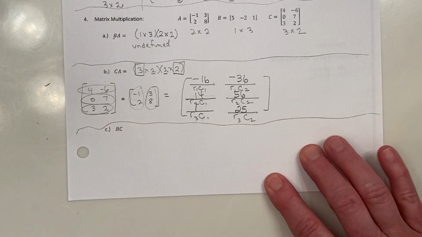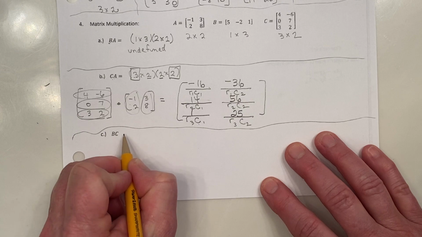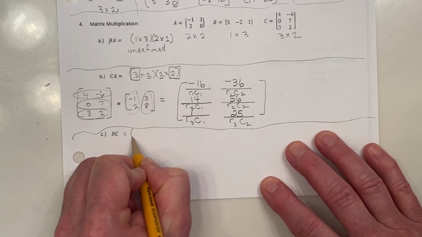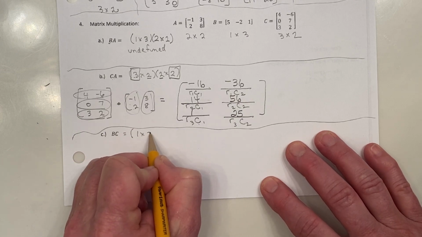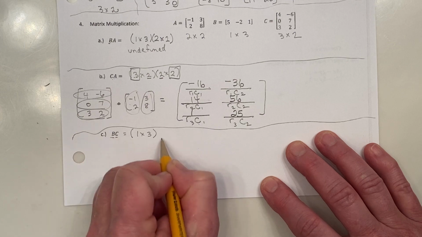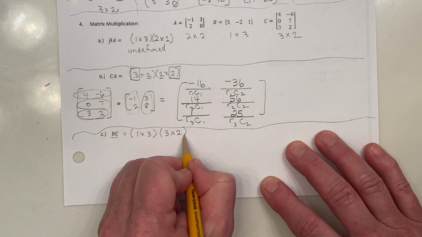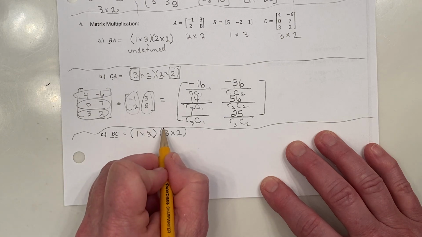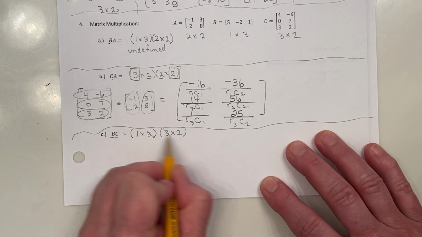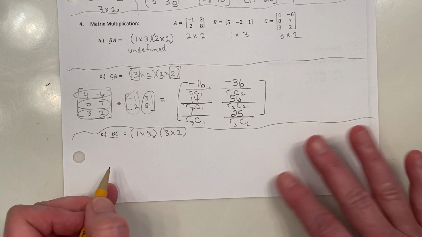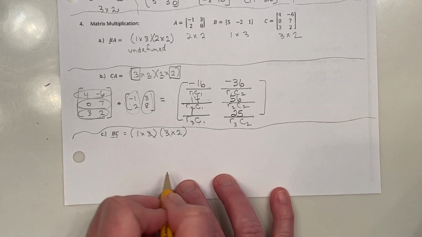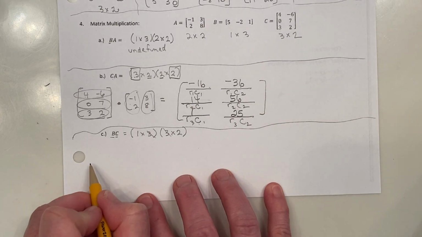All right, let's determine if we can multiply matrix B times matrix C. So first let's get the orders of each. B's matrix is 1 by 3 and C's matrix is 3 by 2. Yep, the columns match the rows here. So our answer matrix is going to be a 1 by 2. So I'm going to pull down matrix B and C right here and then build the answer matrix.